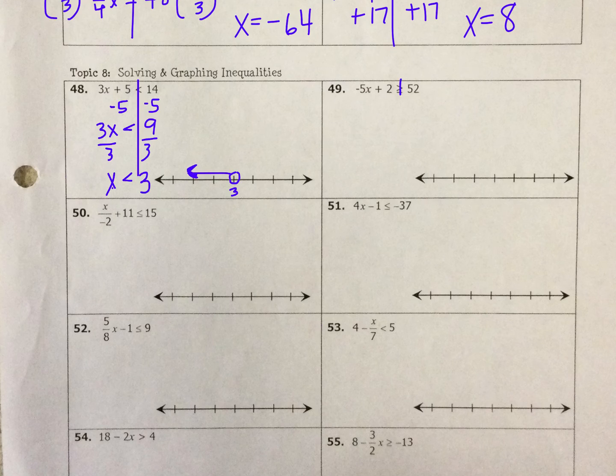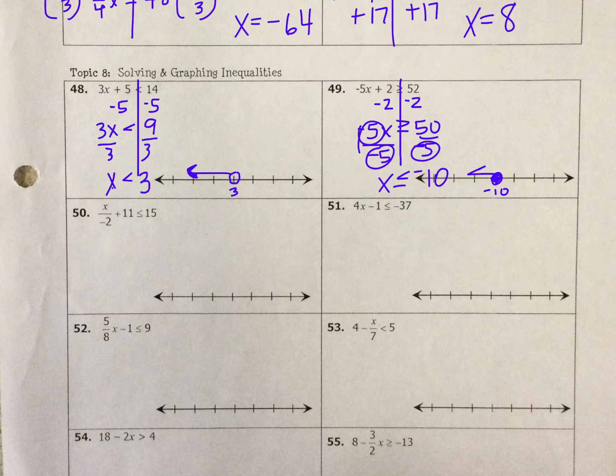All right, let's do 49. Subtract 2. Negative 5x is less than or equal to 50. I'm going to divide by a negative 5. When you move a negative, what do we have to do? We have to flip the sign. X, flip him over, negative 10. So it's a closed circle on negative 10, and the arrow will go that way.